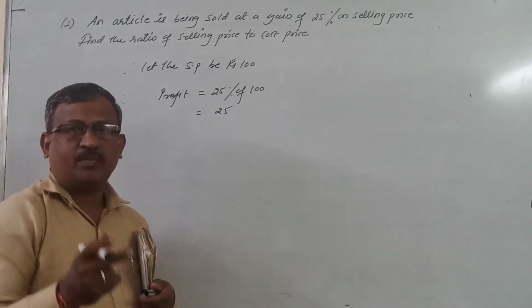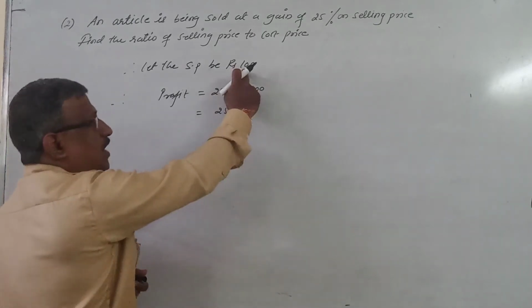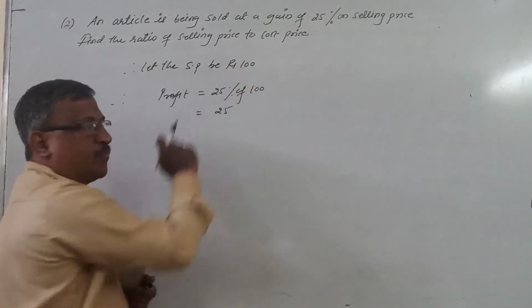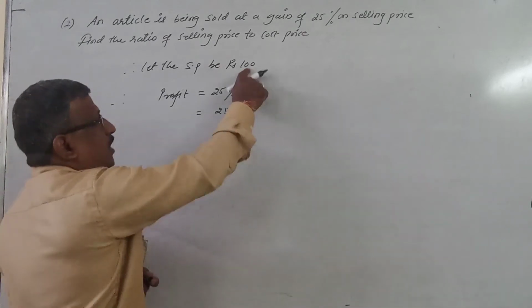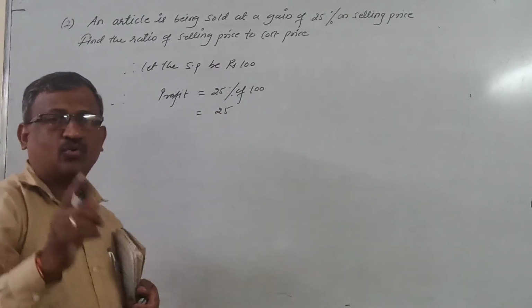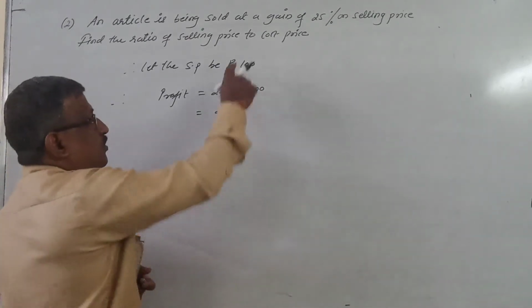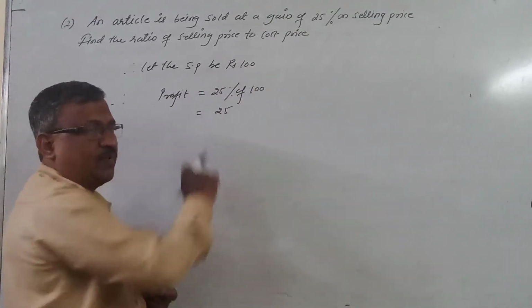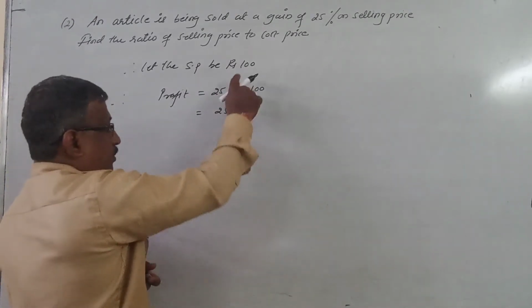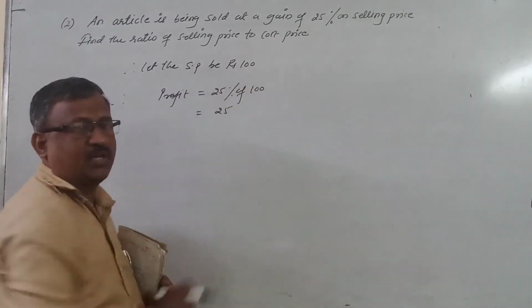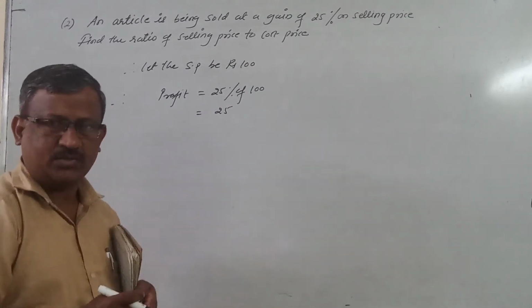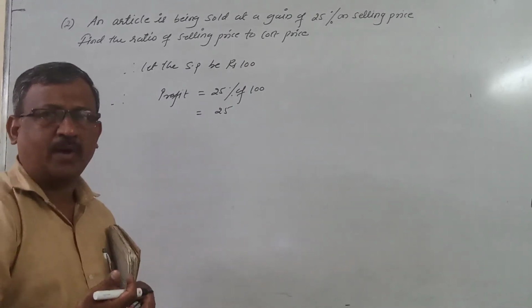I know your selling price is 100, right? So when you sell that article for 100 rupees, how much profit do you get? 25 rupees. Always remember, selling price always includes the profit. Means this selling price of 100 rupees includes 25 rupees profit. So this profit, if you minus from selling price, what do we get? We get the cost price. We get our buying price.